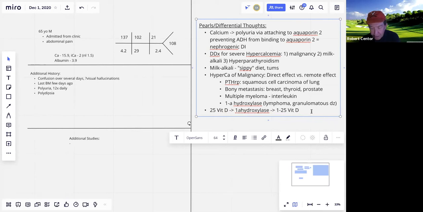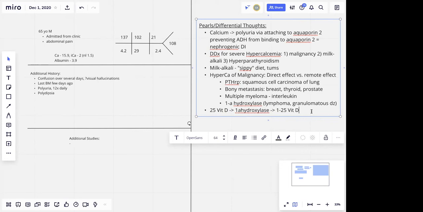Have you seen that much, Fernand? Not really. I've seen a lot of lymphomas. Never seen it, as far as I know, as I can remember.